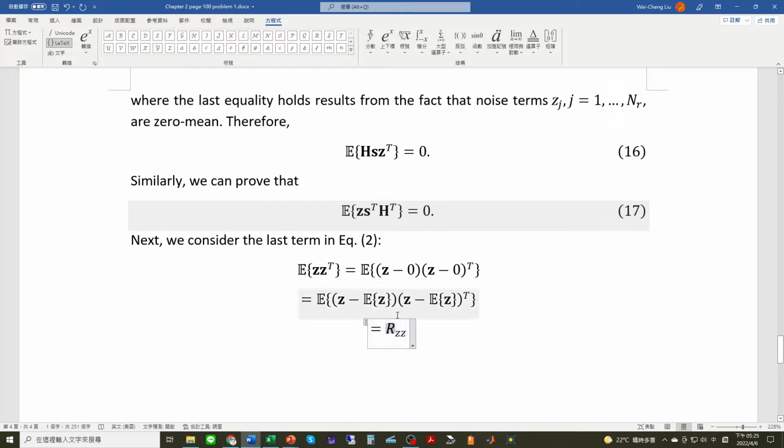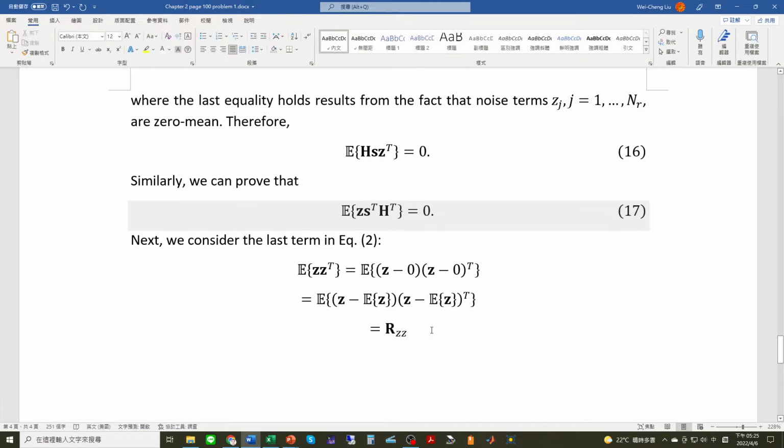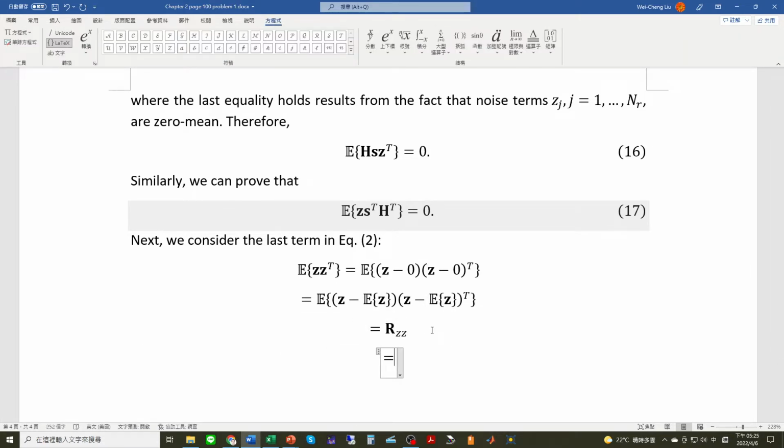Okay, we call this equality A, which is equal to sigma square times I_NR. And this is equation 18.